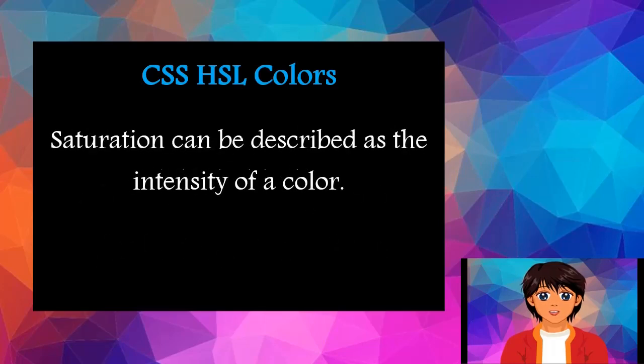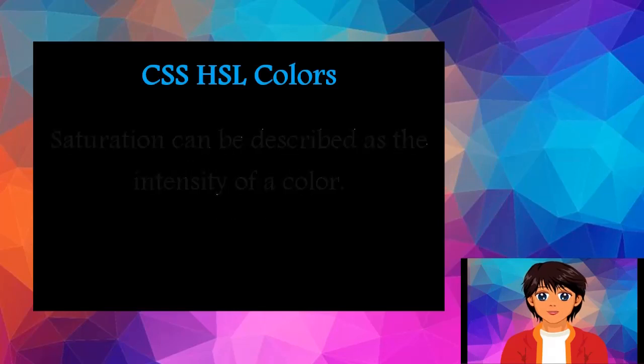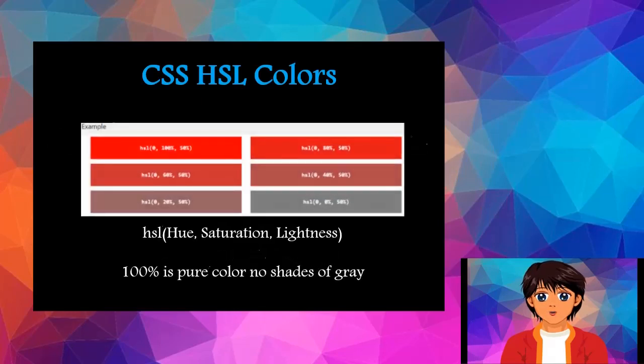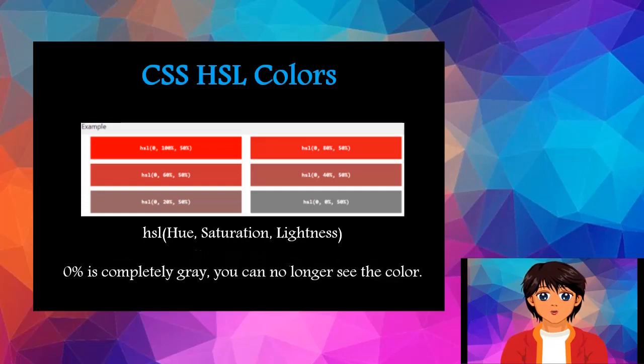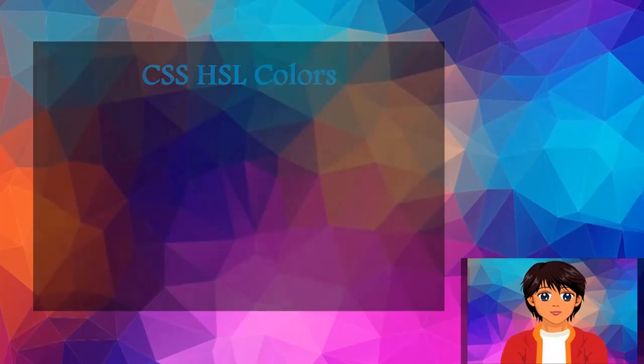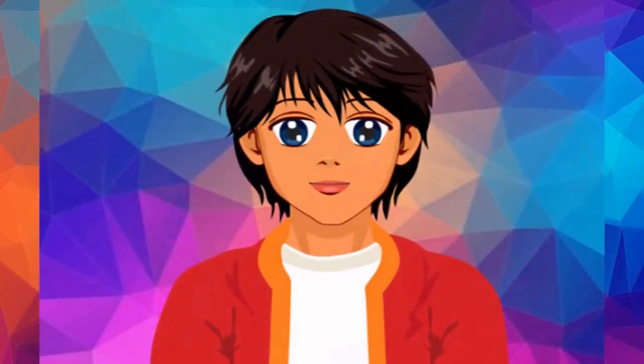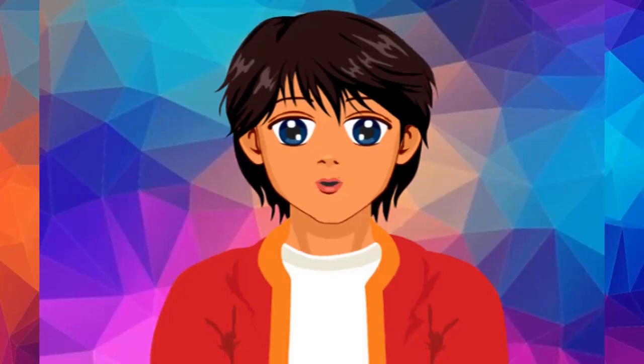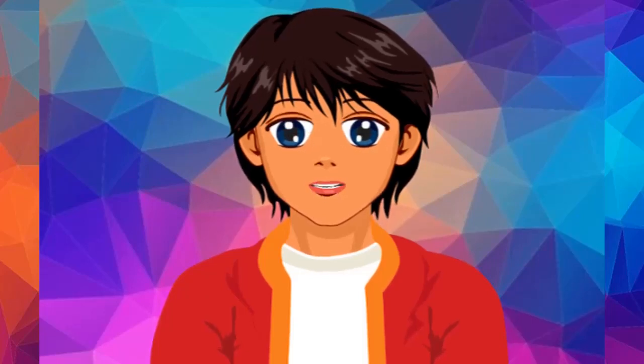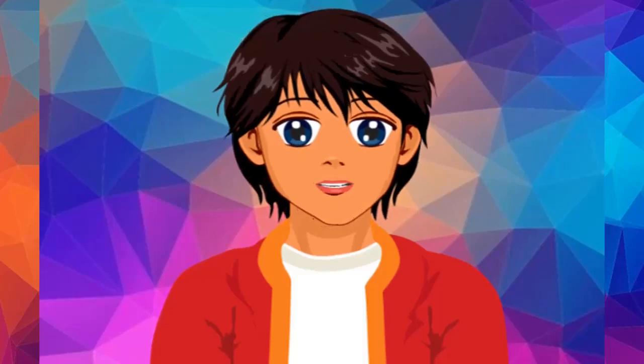Saturation can be described as the intensity of a color. 100% is pure color, no shades of gray. 50% is 50% gray, but you can still see the color. 0% is completely gray, you can no longer see the color. We can change the HTML element's background, the color of the text, and the border color using any of the above stated methods. Let's check this example.